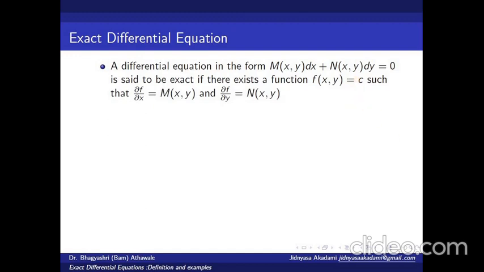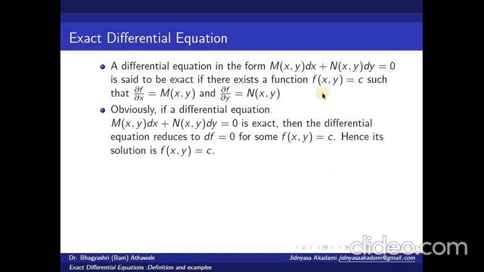Now, if it is an exact differential equation, obviously, M is del f by del x and N is del f by del y, so this complete term on the LHS is nothing but the total differential of f. So df equal to 0 is the reduced form of this differential equation if it is exact. And since this is my differential equation, obviously its solution is f(x, y) equal to c.